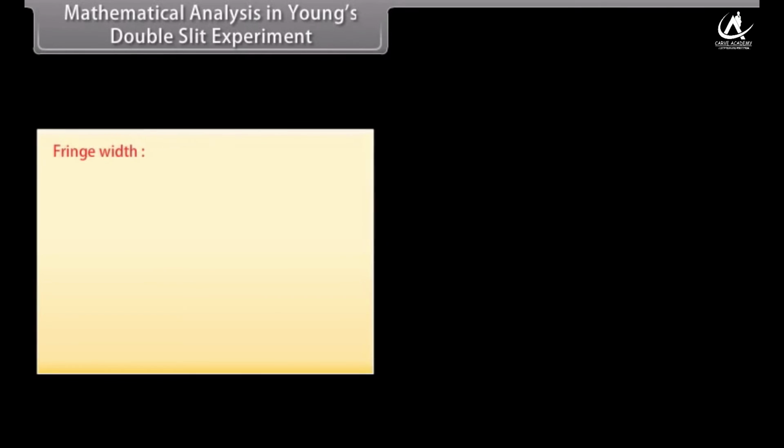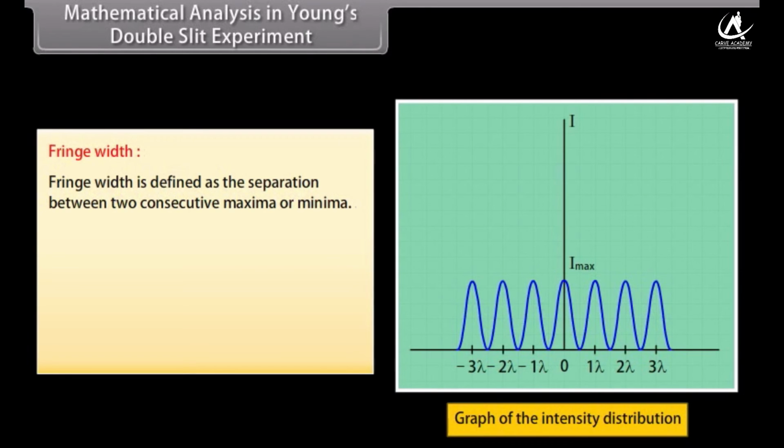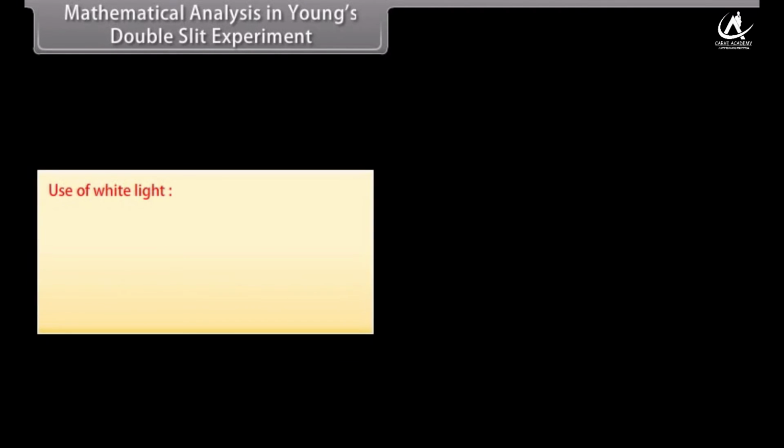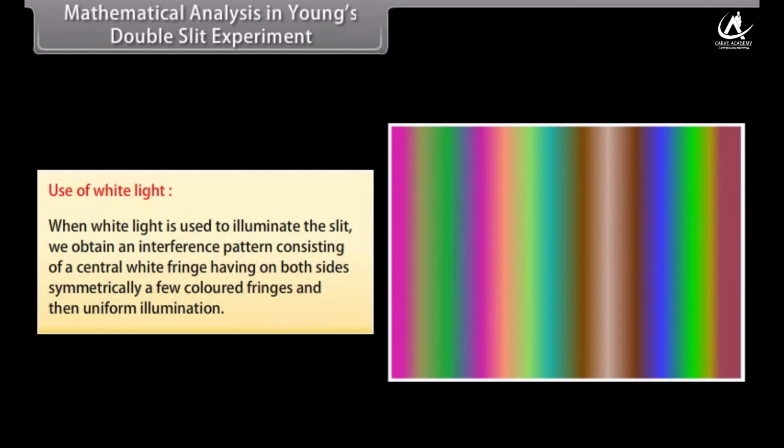Fringe width. Fringe width is defined as the separation between two consecutive maxima or minima. Beta is equal to y n plus 1 minus y n, which is equal to capital D lambda upon small d. Angular fringe width is given by beta upon D, which is equal to lambda upon d. Use of white light: when white light is used to illuminate the slit, we obtain an interference pattern consisting of a central white fringe having on both sides symmetrically a few colored fringes and then uniform illumination.